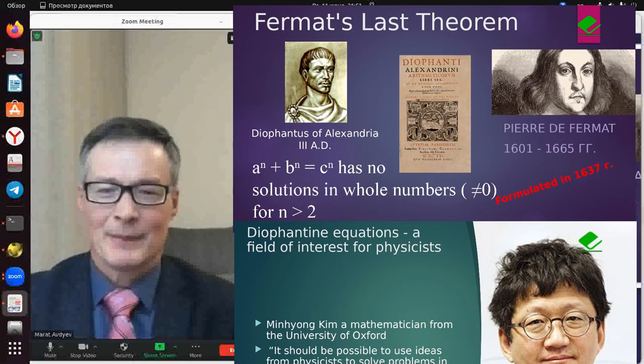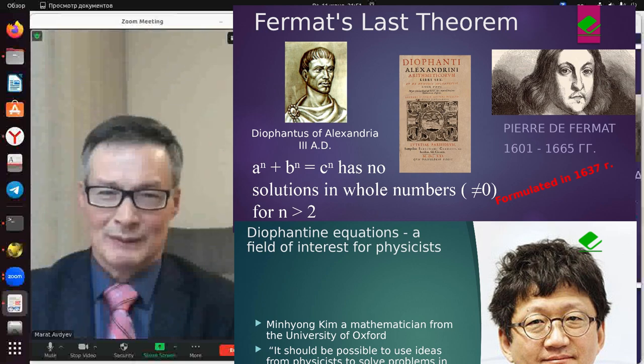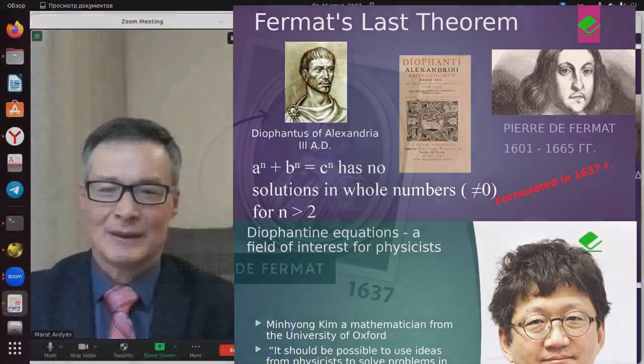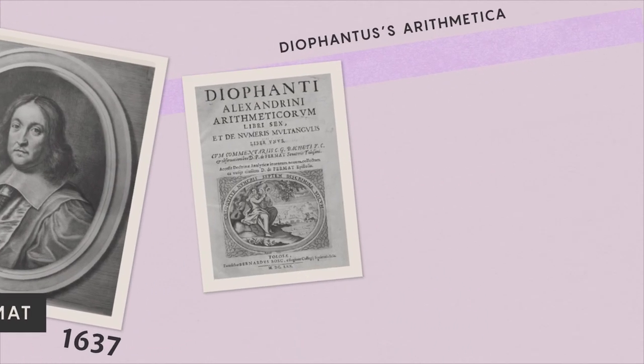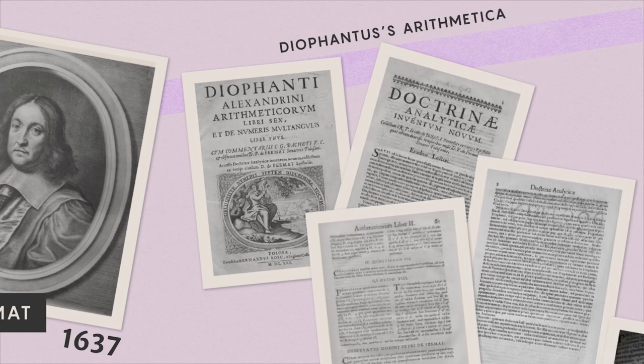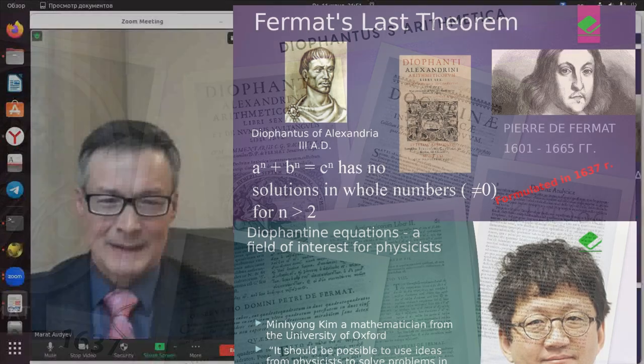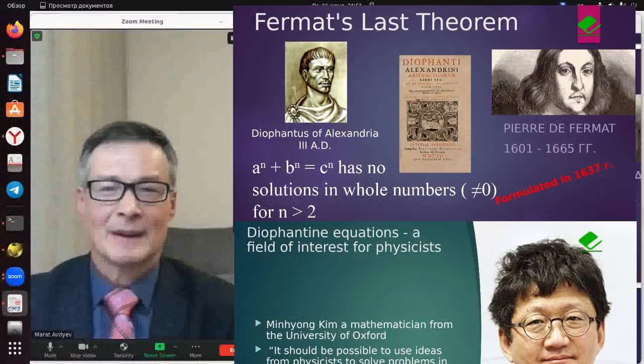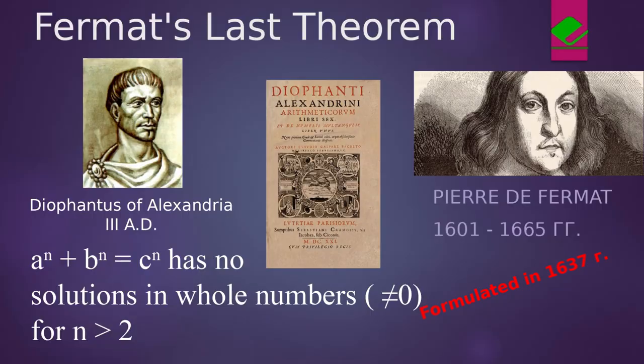This theorem was formulated by Pierre de Fermat in the margins of the book Arithmetica by Diophantus of Alexandria, from the 3rd century A.D. Thanks to Diophantus, we treat algebraic equations in the way that is convenient and familiar to us. The French mathematician Pierre de Fermat wrote in the margin of the book, "I have discovered a truly marvelous proof of this, which this margin is too narrow to contain."